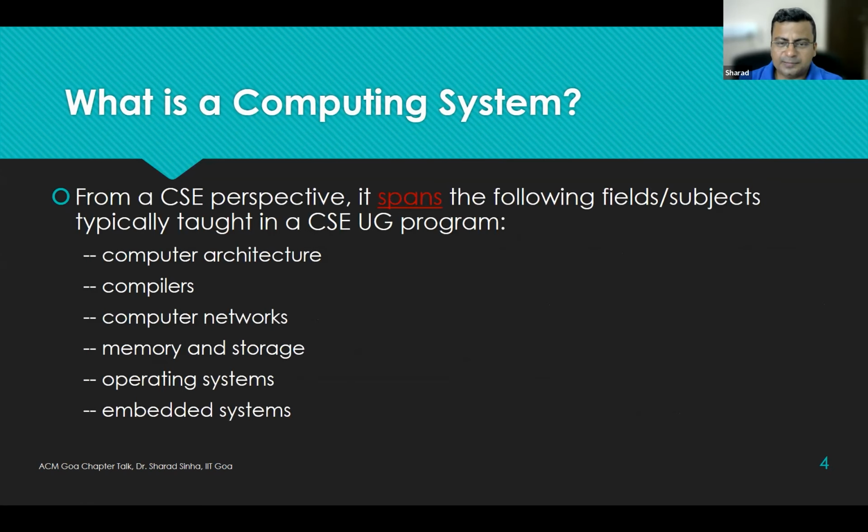Okay. So I will expand that point a little bit more. From a CSE perspective, the computing systems span the following fields and subjects, which are typically taught in a CSE undergraduate program. So computer architecture is there, compilers is there, computer networks is taught, memory and storage is taught at some places, at other places it's taught as a minor component, but it's still there. Operating systems is a mandatory course, and embedded systems is also a popular course in a UG program. These six courses, and of course the basic course in digital logic design or digital systems design, these six, seven courses form the backbone of computing systems research. So if you want to do research in computing systems, you should be comfortable with at least a few of these courses and their related knowledge bases.